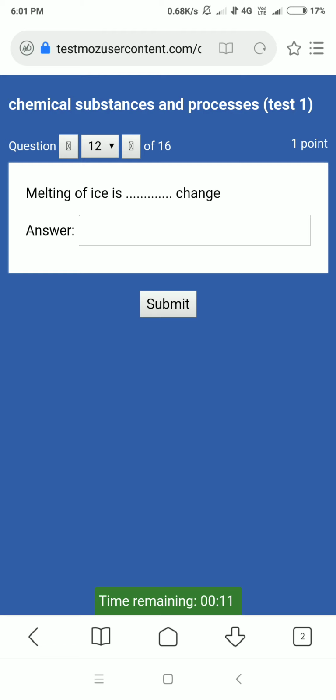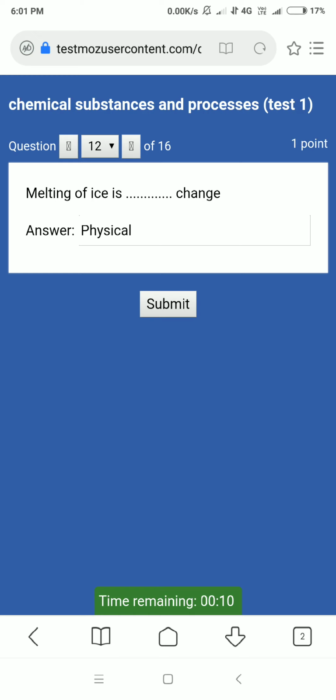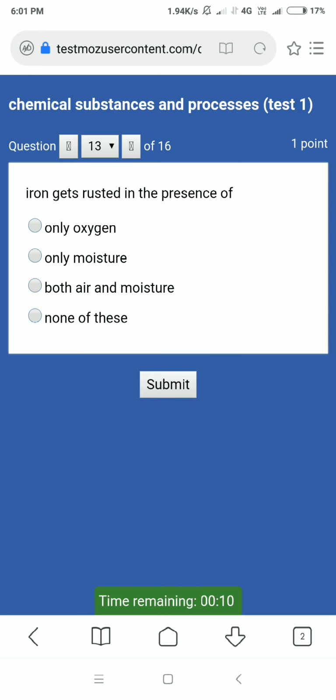Melting of ice is dash change. During a melting of ice, you know that there is no change in the composition, the substance will remain same, it just changes its physical state, it gets converted from its solid to liquid state. So definitely it will be a physical change. Next is iron gets rusted in the presence of. Iron needs only two things for their rusting, and these two essential things are necessary conditions are air and moisture, or you can write oxygen and water too, right?